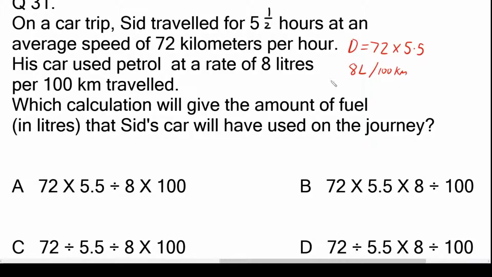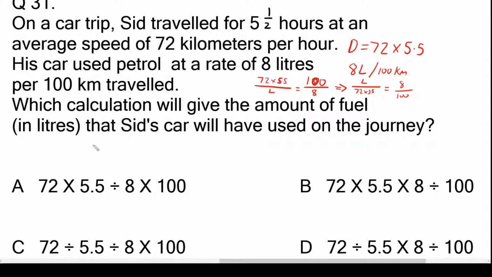Okay, so what we're doing here is we're trying to figure out the amount of fuel. So it's 72 times 5.5 for a certain amount of litres is equal to 100 over 8. All right, so then we can flip them, and that's L over 72 times 5.5 is equal to 8 over 100.